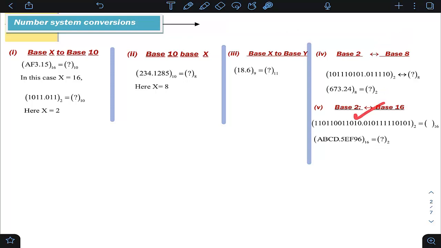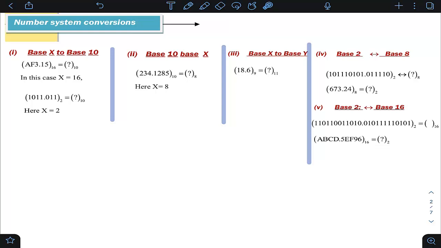Category 5 is base 2 to base 16 and vice versa. If you know these 5 conversion techniques or these 5 models, then any question related to number system conversion you can easily answer. This is basically, students, a method-oriented or process-oriented problem.